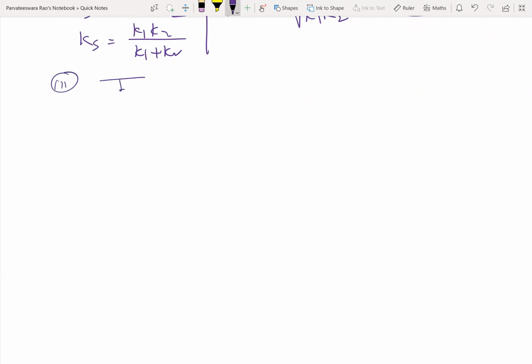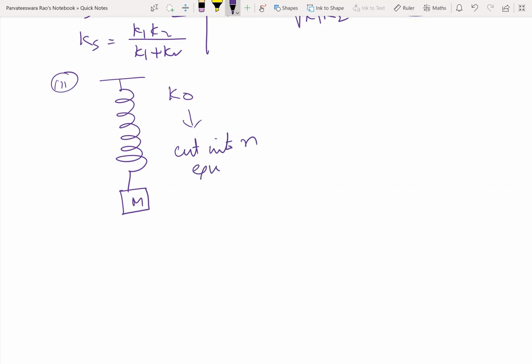You are given a spring. You have connected a load to it. Its spring constant is k naught. Now this is cut into n equal parts. So y becomes y naught by n. For the given spring of constant k naught, extension is y naught. When it is cut into n parts, it becomes y naught by n.